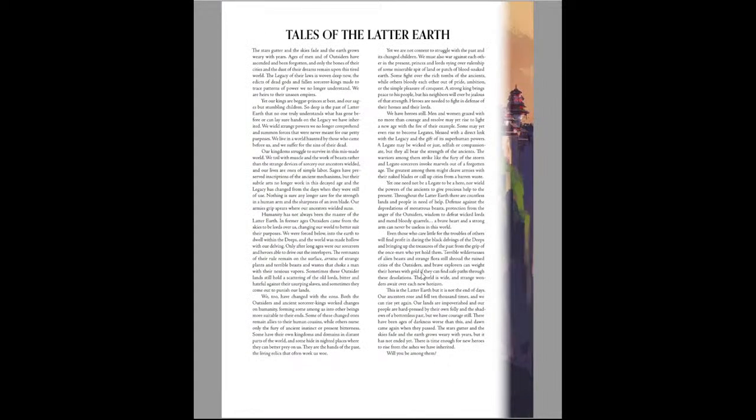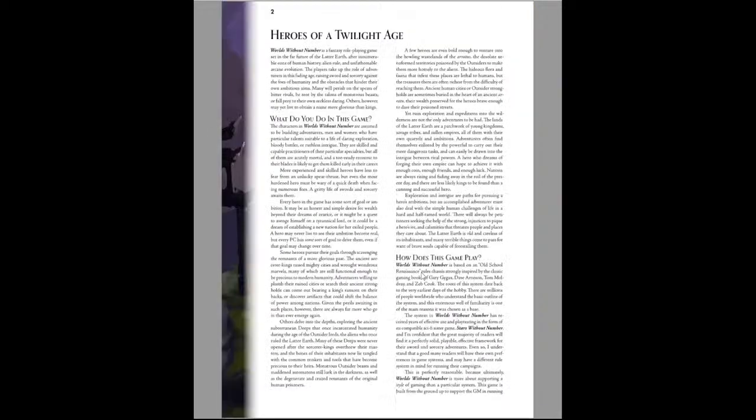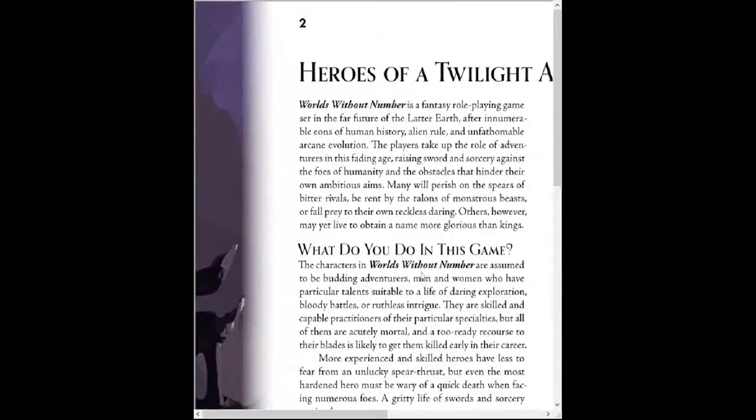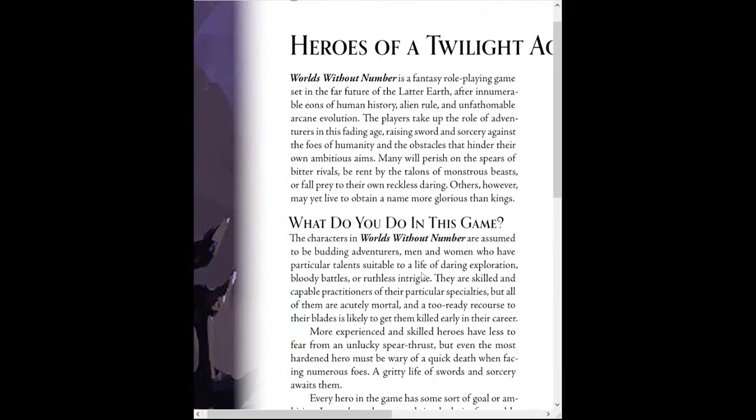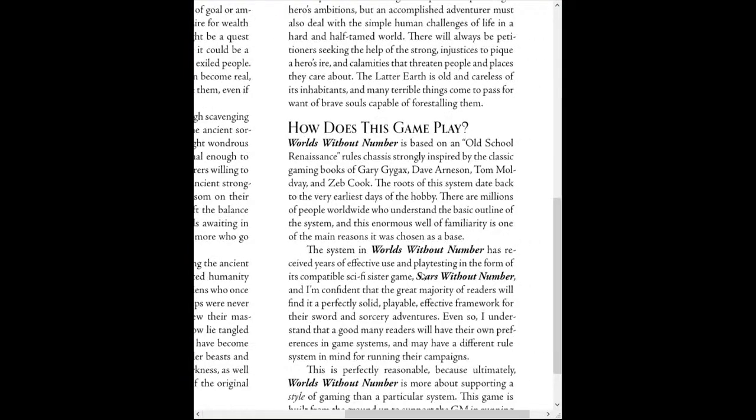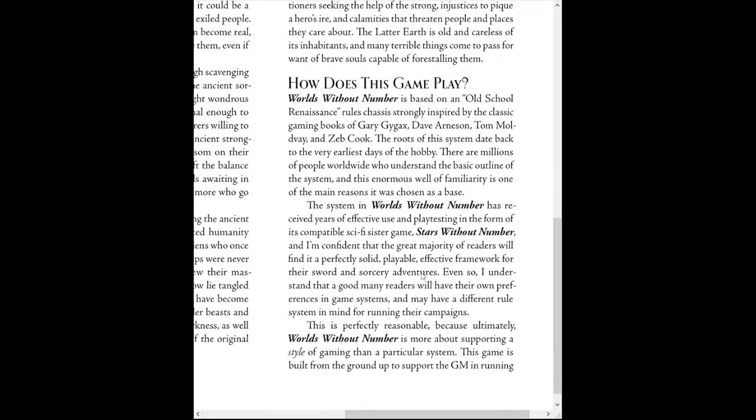Okay, just two-column text, very long. There are blocks of text to read through. You have a Heroes of Twilight Age section, I guess explaining the role of what the players are playing as. What do you do in this game is a very good subtitle here. And then you have one on how does this game play, which is giving a basic idea of what it's about.